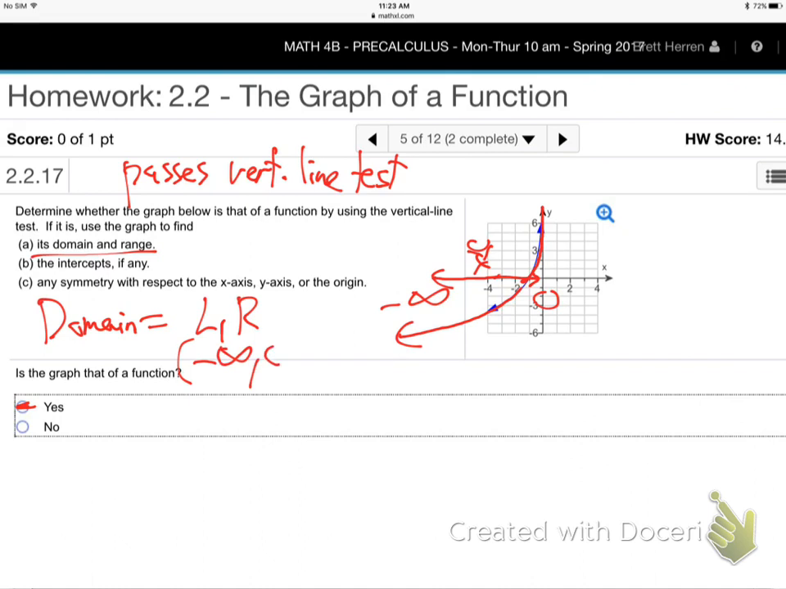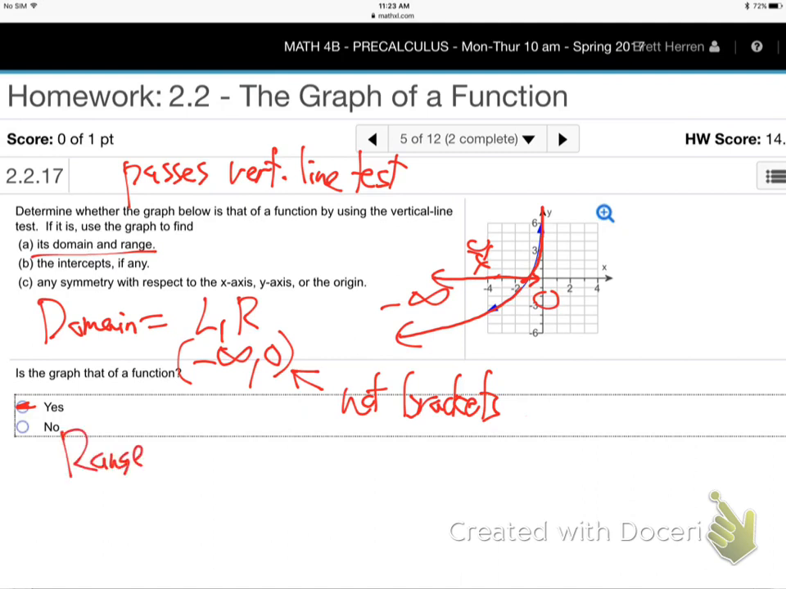So from negative infinity to 0, parentheses on both, right? Not brackets. Because remember, if you have a straight bracket, that means you're straight on the number, whereas parenthesis, you're just close to it. Remember that from your algebra days? So it's parenthesis there. And then how about the range?